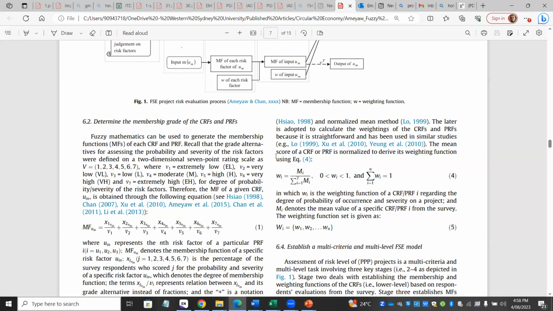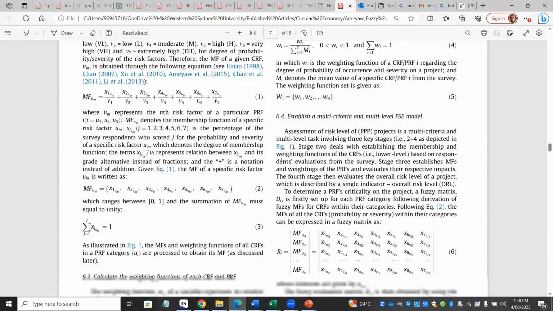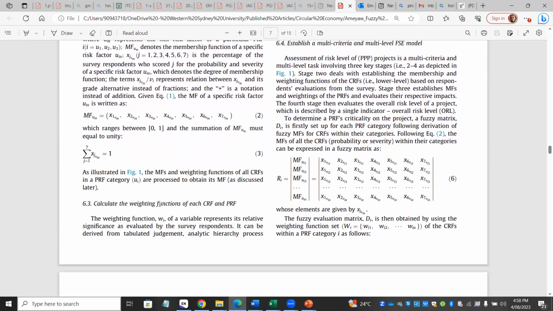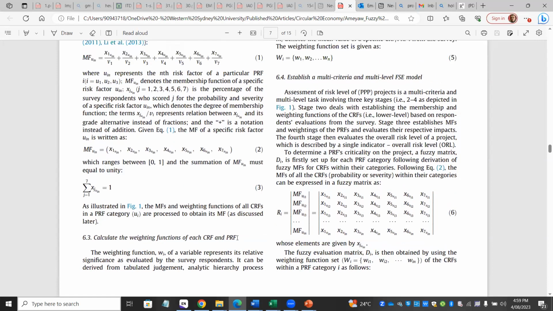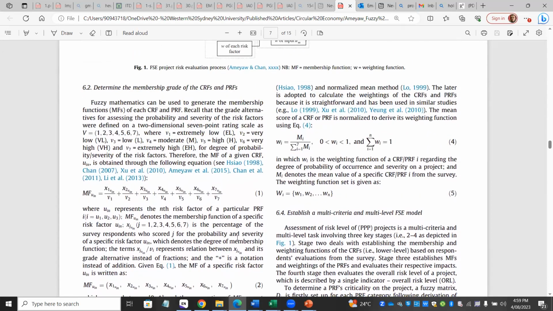I remember very well that in my first video, I told you that before you can get the weighting functions of each of the critical factors, individual factors, and also the groups, you can decide to use a number of methods: point sharing, point allocation method. You can use tabulated judgment, analytical hierarchy process, and also normalized mean method. And I mentioned that the normalized mean method has been used more. It doesn't mean that you can't use the other methods.